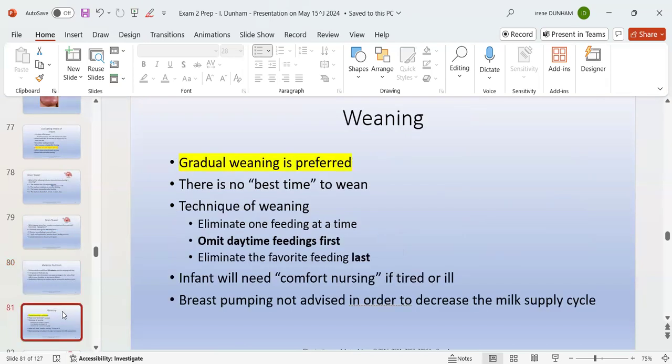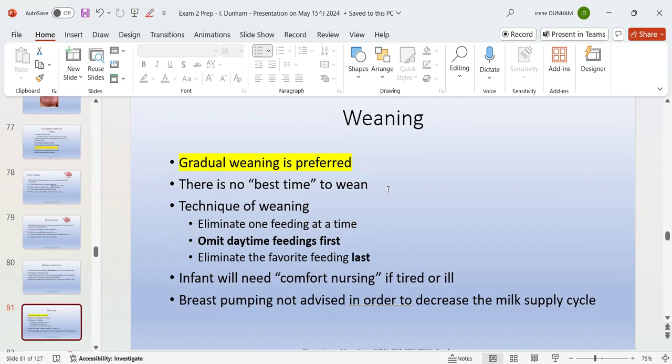Okay, let's talk about weaning, because I think there's probably a question on weaning. If you want to wean your baby off the breast, what should you do first? How would you go about it? Formula? Well, yeah, you're probably going to go to formula, right? So your technique of weaning the baby off is to eliminate one feeding at a time.